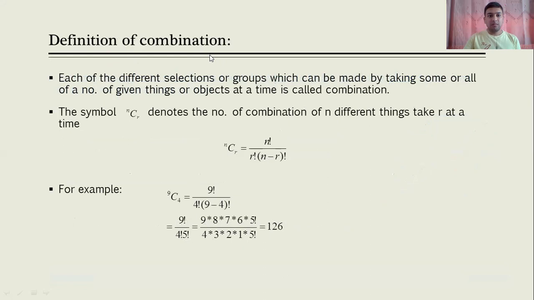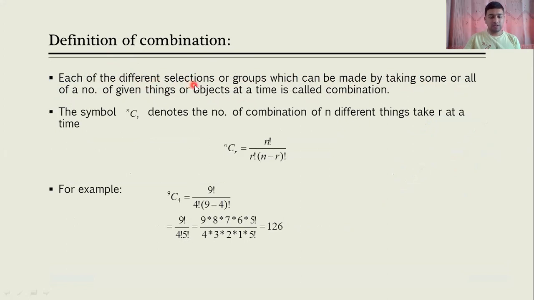So combination can be defined as each of the different selections or groups which can be made by taking some or all of a number of given things or objects at a time. Okay, there is no need to mug up this definition, but I have given this definition only for your information. We will read it again.